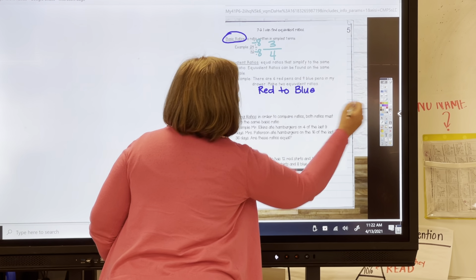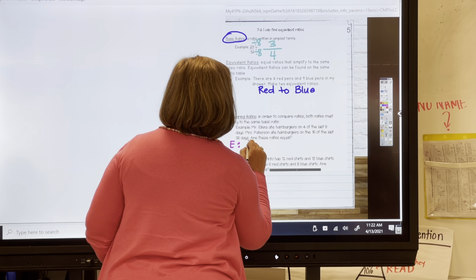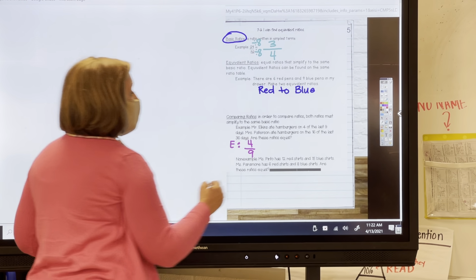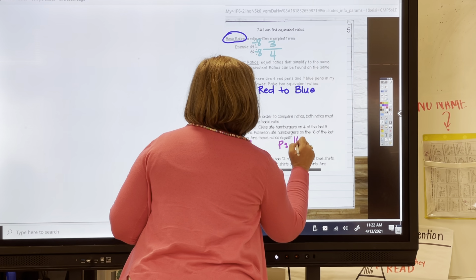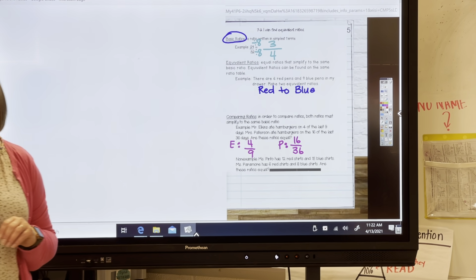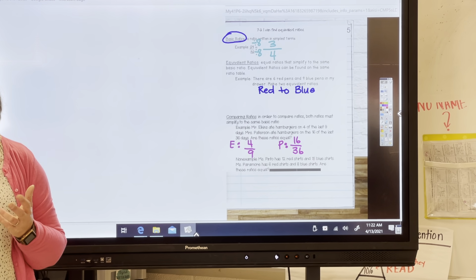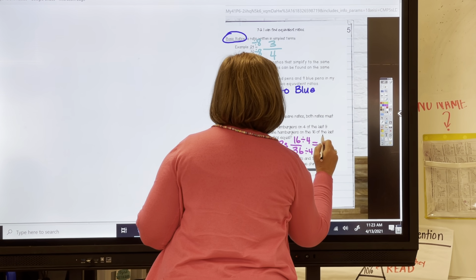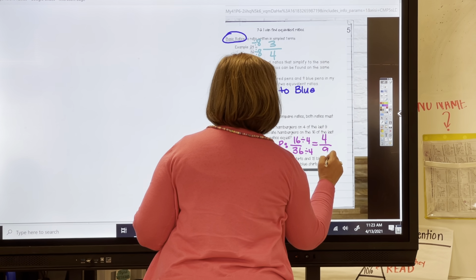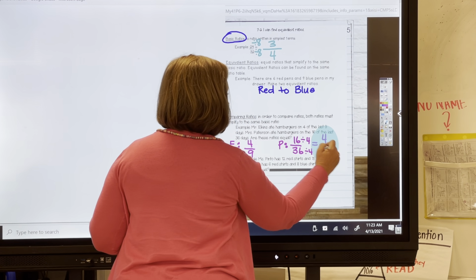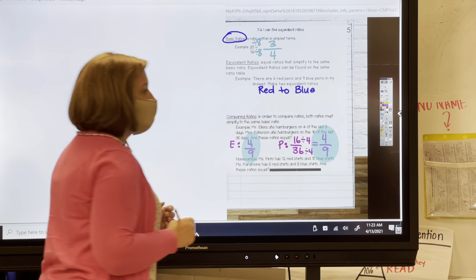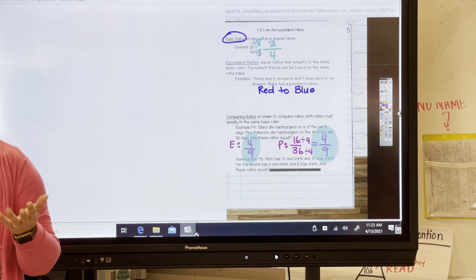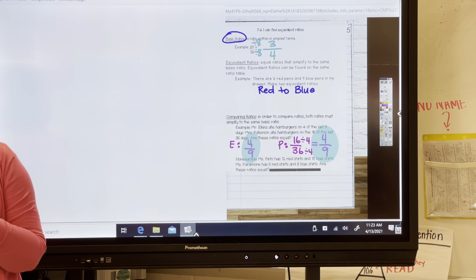So, Mr. Elkins ate hamburgers on, I'm going to put E for Elkins, and he ate 4 out of 9. Can I reduce that any? No. I'm going to put P for Patterson. She ate 16 out of the last 36. Can I simplify that one? Yeah. What can I divide 16 and 36 by? 4. 16 divided by 4 is 4. 36 divided by 4 is 9. So, I've got 4 to 9 and I've got 4 to 9. Are those equivalent ratios? Yeah, they're equal, because equivalent means same. It means equal.